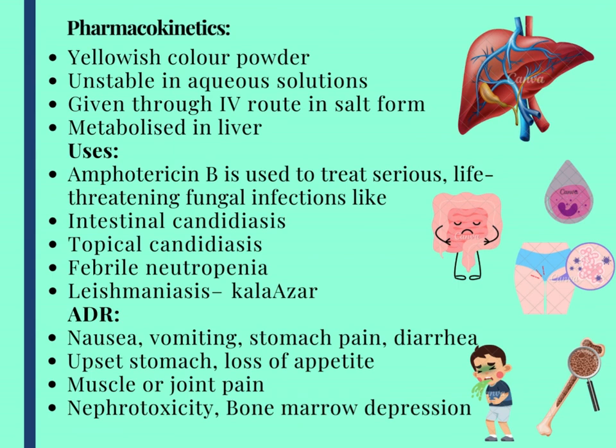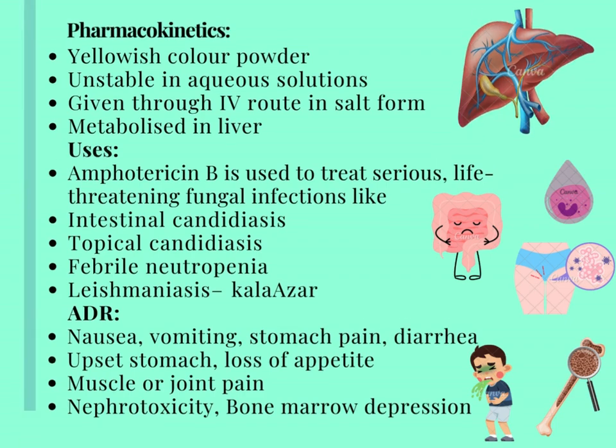Yellowish color powder, unstable in aqueous solutions, given through IV route in salt form, metabolized in liver. Uses of the amphotericin B. Amphotericin B is used to treat serious, life-threatening fungal infections like intestinal candidiasis, topical candidiasis, febrile neutropenia, leishmaniasis, Kala-Azar. ADR: nausea, vomiting, stomach pain, diarrhea, upset stomach, loss of appetite, muscle or joint pain, nephrotoxicity, bone marrow depression.